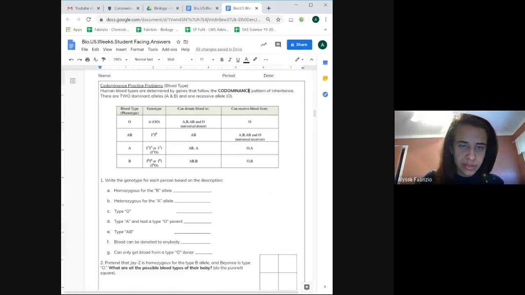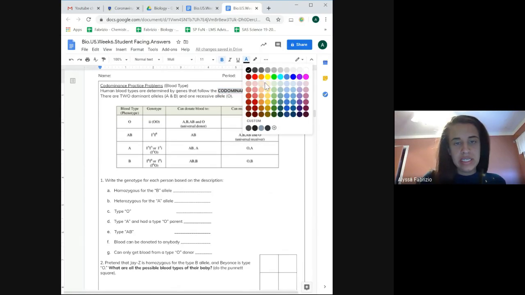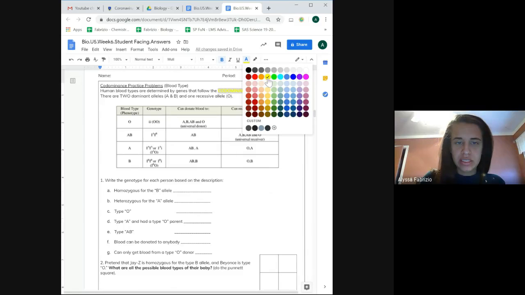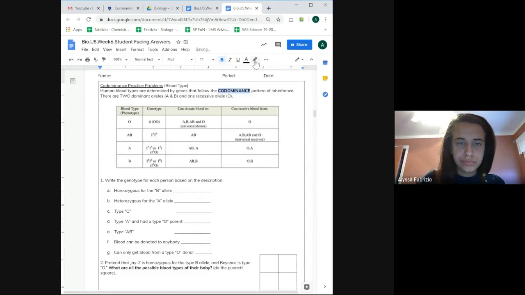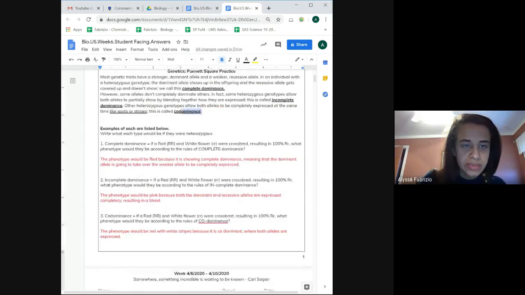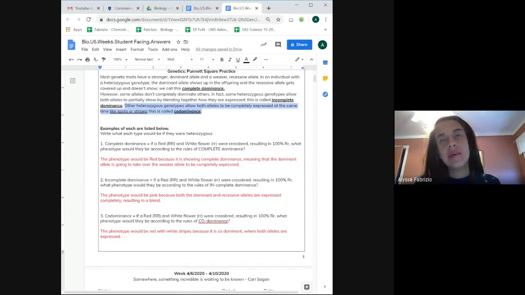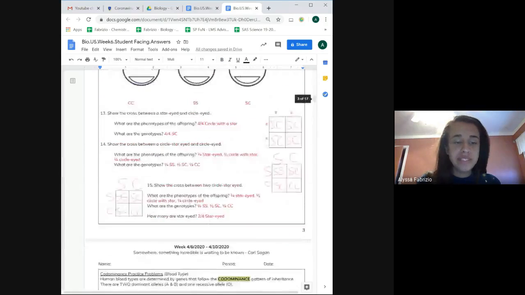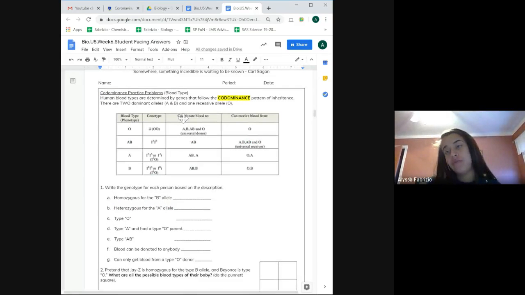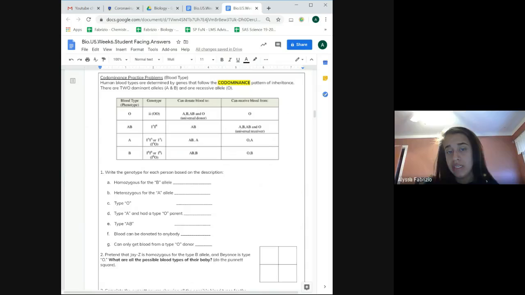So codominance, remember, is when both the dominant, that is not what I meant to do. So you can go back up to the top of our page where it tells us what codominance is. So when heterozygous genotypes allow both alleles to be completely expressed at the same time, resulting in something like spots or stripes. So we're talking about blood type for human beings is codominant.